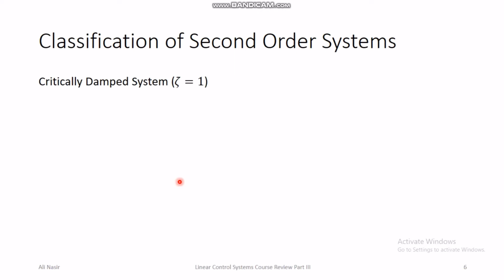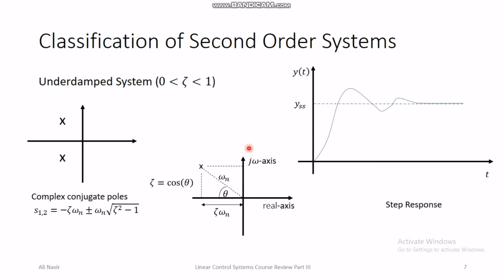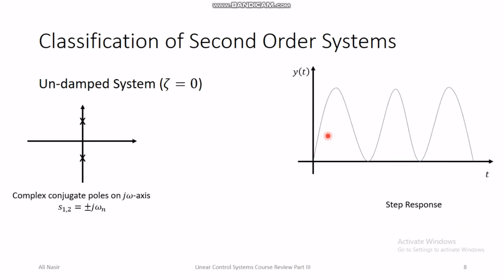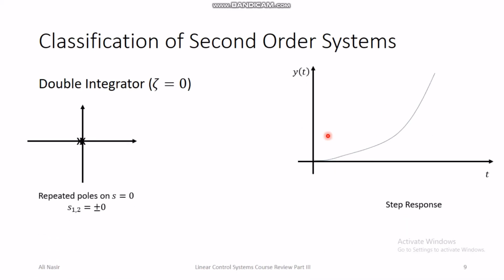Then there is a critically damped system with both poles still on the real axis, but both poles are equal in this case. The step response has no overshoot. Then there is the underdamped system, where the most interesting step response is for underdamped systems. Then there is the undamped system, which is not asymptotically stable, but it is stable in the sense of Lyapunov, and it has an oscillatory response. Double integrator system, which is unstable, and both the poles are at the origin.